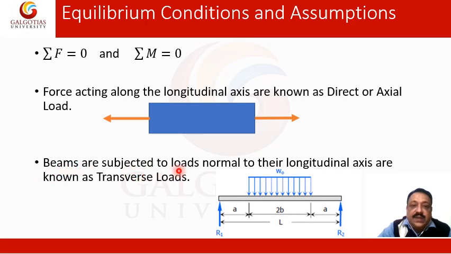Normally the beams are subjected to loads normal to their longitudinal axis, hence they are known as transverse loads. So you see the W0 vectors shown in the bottom figure, the blue W0 vectors over the length of 2b, they are representing transverse loads on the beam. And these are the two types of loads. One is the direct or axial load, which can be tensile or compressive, and then we have the transverse load on the beam.